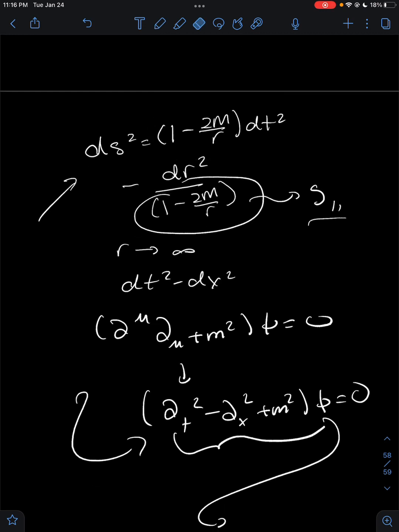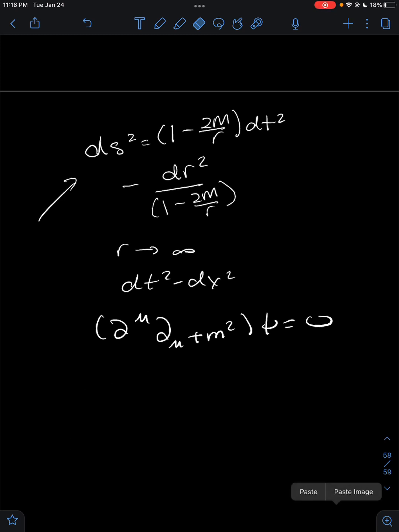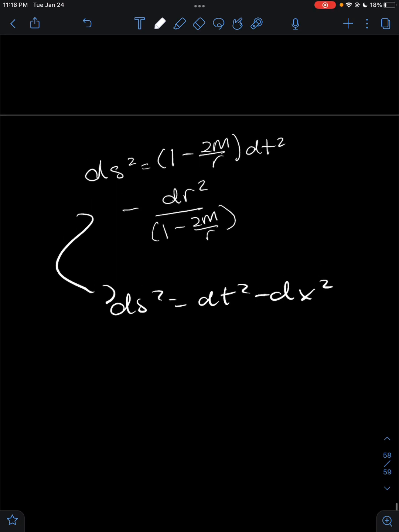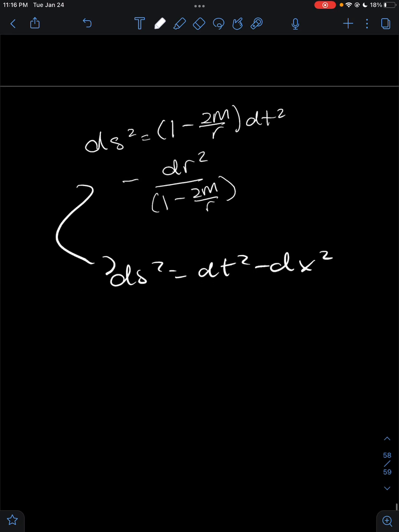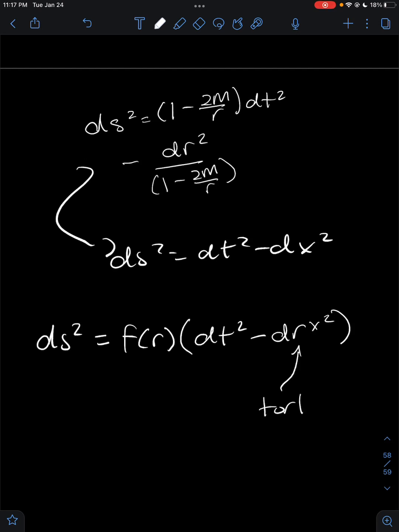So basically what I'm saying here is that we want to change this metric to look as much as the Minkowski metric as possible. So here is the Minkowski metric. It's dt squared minus dx squared. And we want to morph this to look like this. So perhaps a change of coordinates can achieve this. So we want to make new coordinates where we'd have the line element equals some factor times dt squared minus dr asterisk squared. And we're going to call r asterisk the tortoise coordinate.